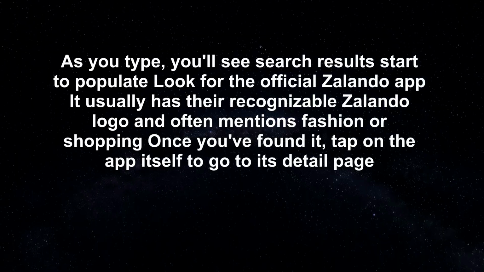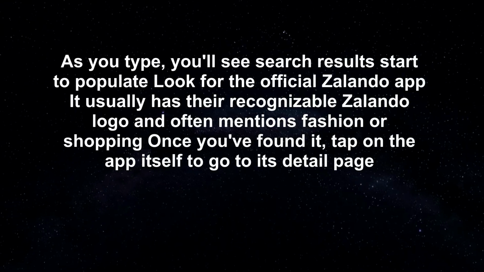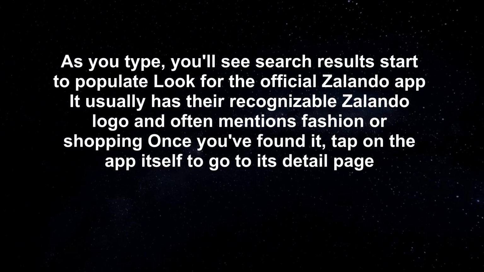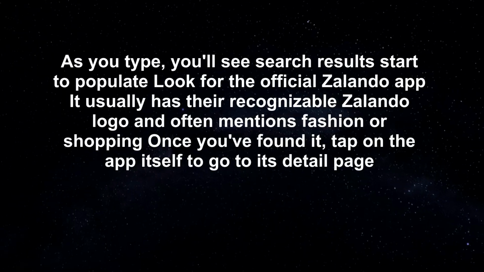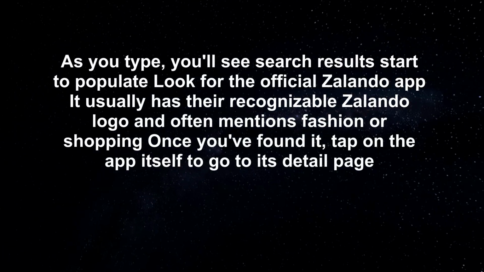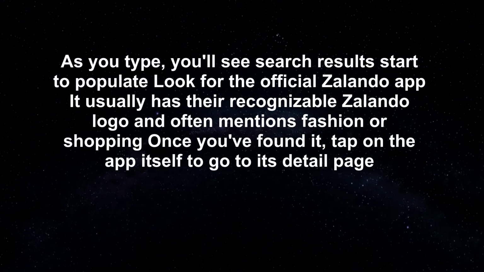As you type, you'll see search results start to populate. Look for the official Zalando app. It usually has their recognizable Zalando logo and often mentions fashion or shopping. Once you've found it, tap on the app itself to go to its detail page.